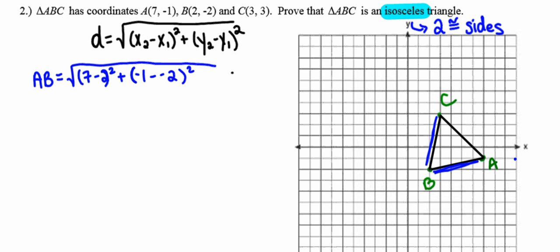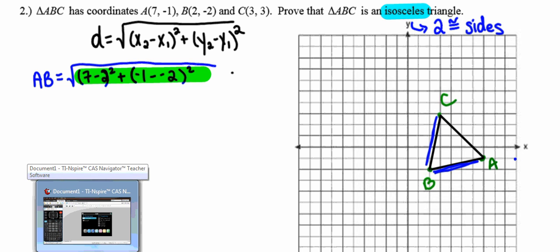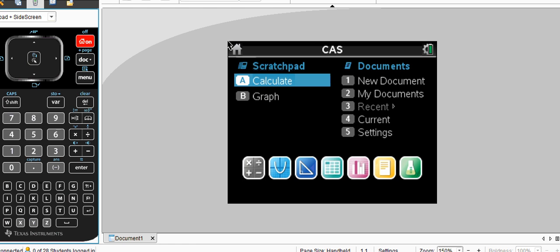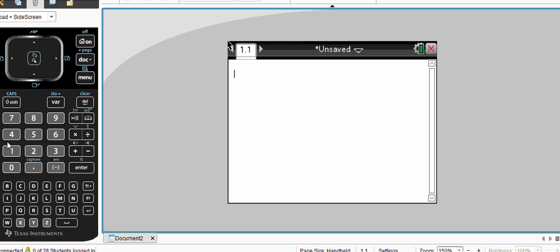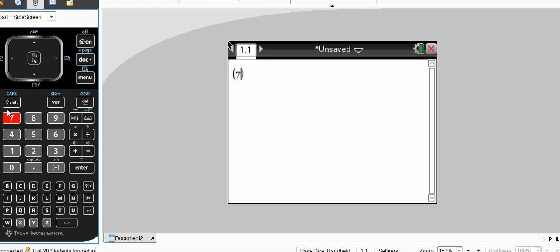Now remember, when you enter the distance formula into your calculator, you're going to enter everything that's underneath the square root sign exactly as you see it, starting with the open parentheses. So go ahead, take a minute, dig out your calculator. While you're doing that, I'm going to dig mine out, and I'm going to enter that into my calculator exactly as I see it. So I'll go open up a new document. If it asks, you don't want to save the current one, but I'm going to enter that exactly as I saw it, beginning with the open parentheses.